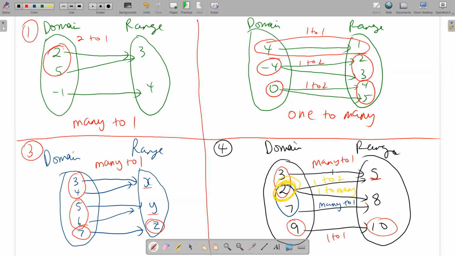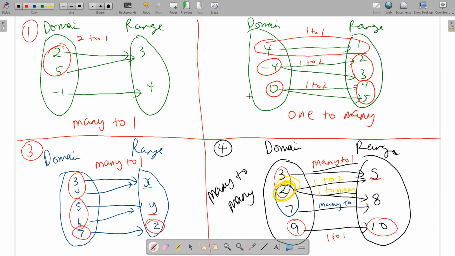So look at this here. What is happening here? We have a many to one and we have a one to many. So what type of relation is this whole thing classified as? Many to many. Yes, that is correct. A many to many, right? A many to many. I hope you all can see this, right?